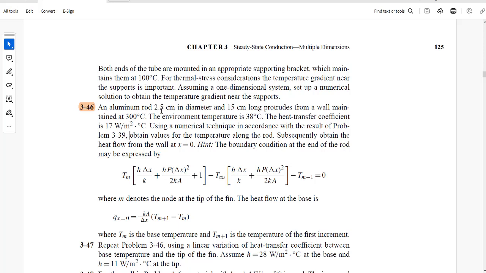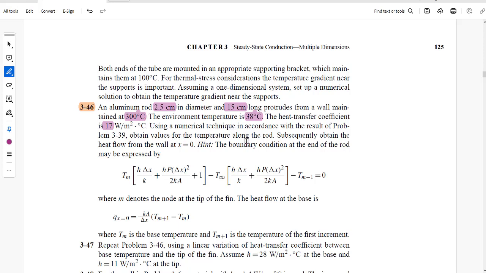As you can see, an aluminum rod 2.5 centimeters in diameter and 15 centimeters long protrudes from a wall maintained at 300 degrees Celsius. Let me highlight these parameters and numbers: 50 centimeters long and 2.5 centimeters. The environment temperature is 38 degrees Celsius. The heat transfer coefficient h is 17 watts per meter squared degree Celsius.